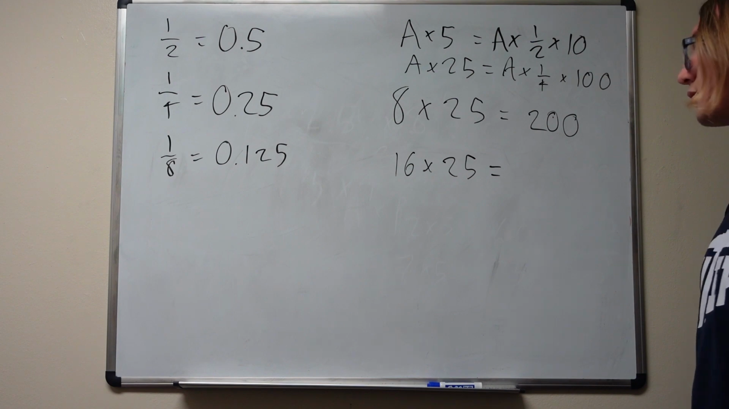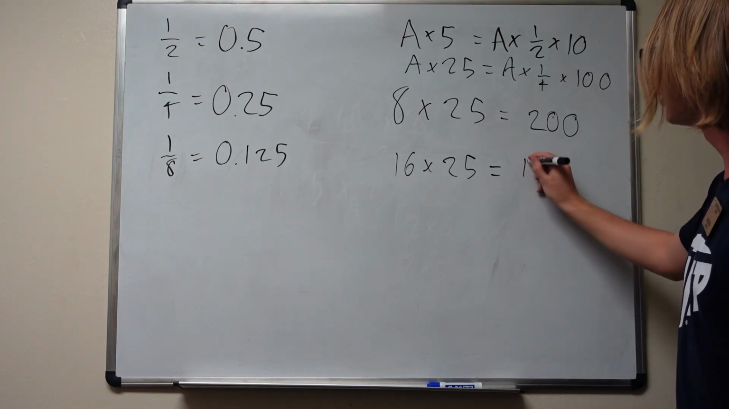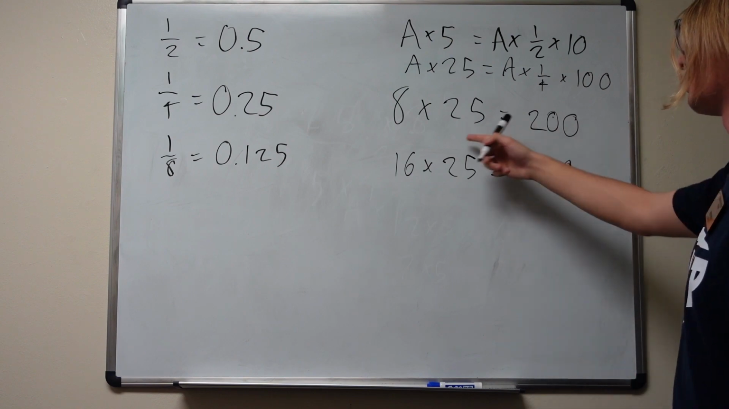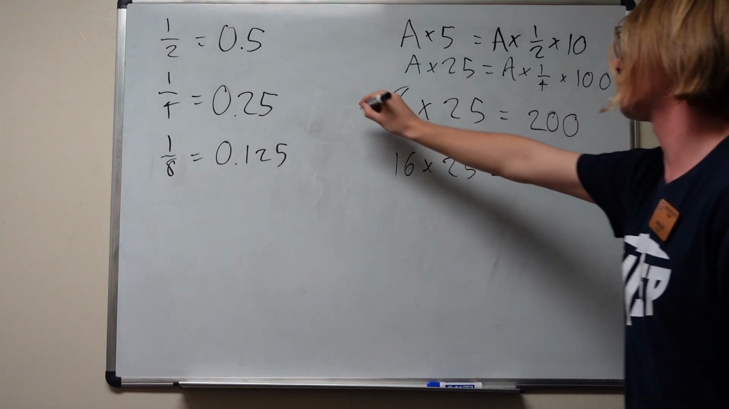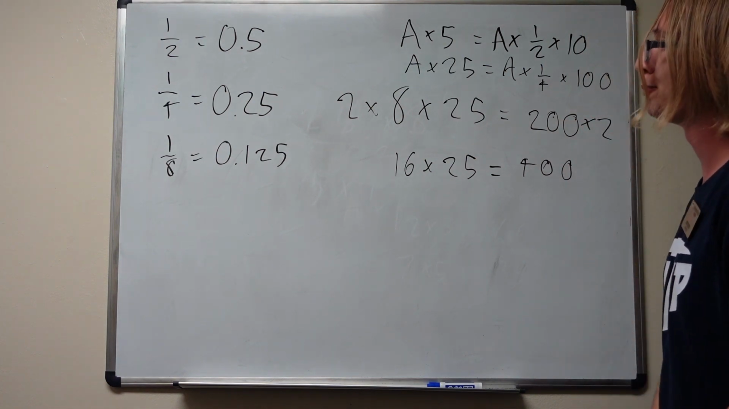16 times 25: 16 divided by 4 is 4. Add 2 zeros. In that case, let's just double this, which makes sense because if I add a 2 here, we're multiplying by 2 here to get this.